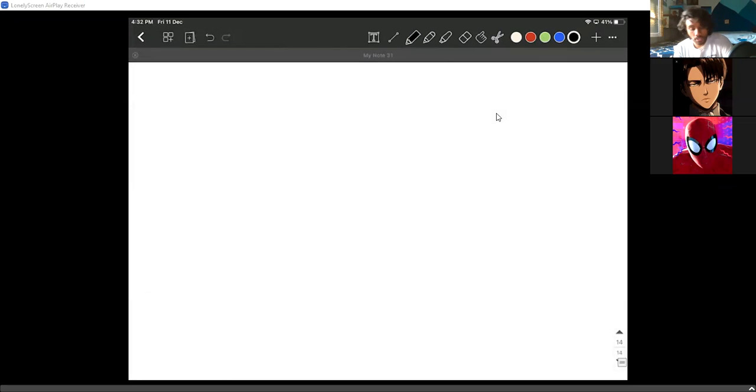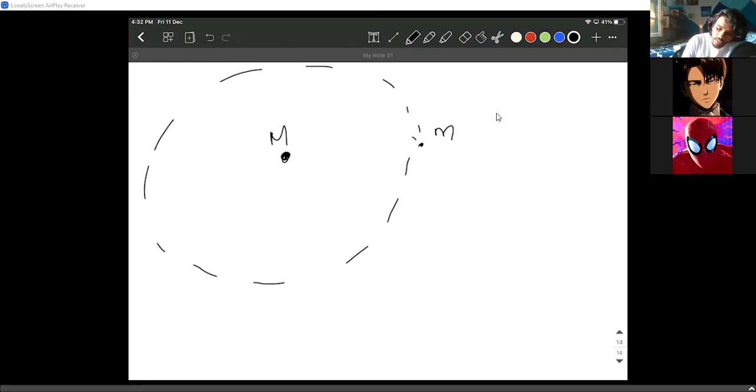And they give you more questions like this. Okay, so two masses, one big mass, one small mass, where the big mass is fixed. The small mass is going in a circular motion around it, just using gravitational force.